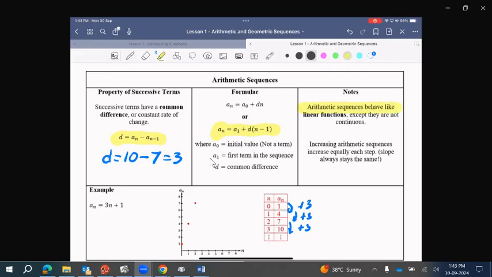These arithmetic sequences tend to be linear functions, although they're discrete functions. They're not continuous. They have a series of dots as you plot them. They don't plot as a line.